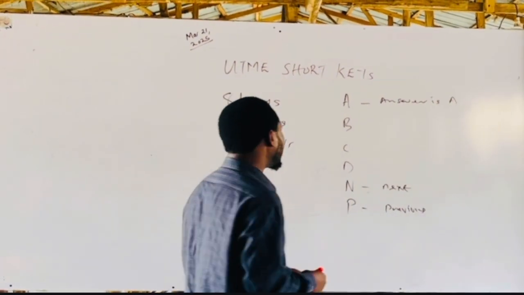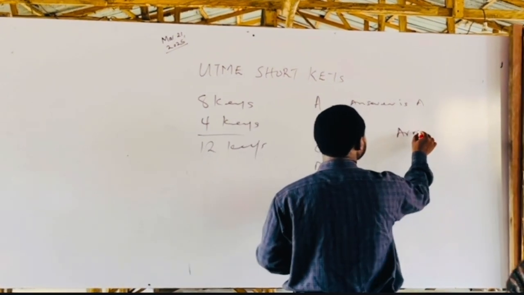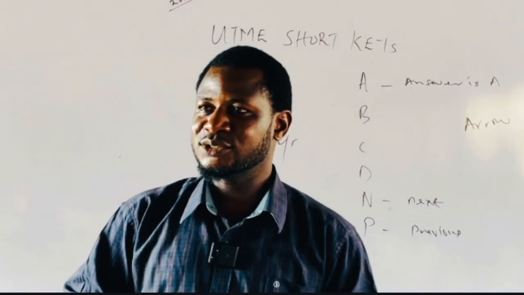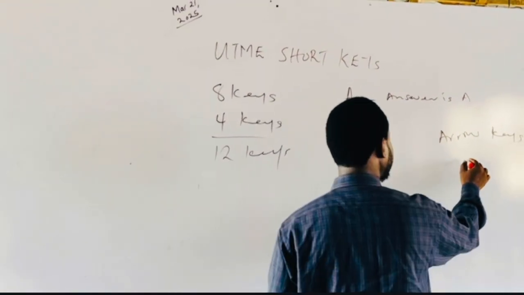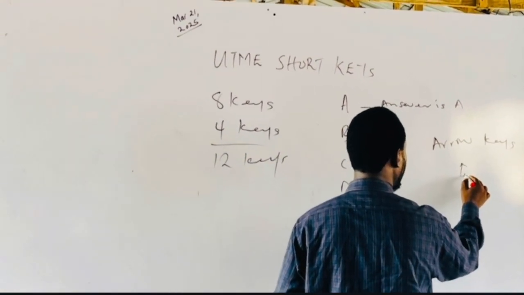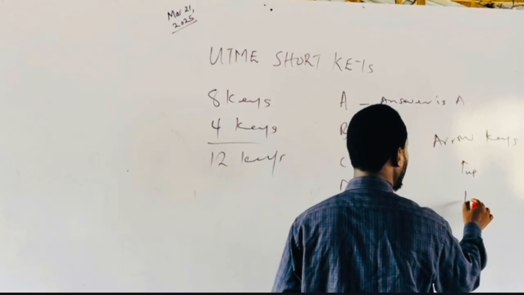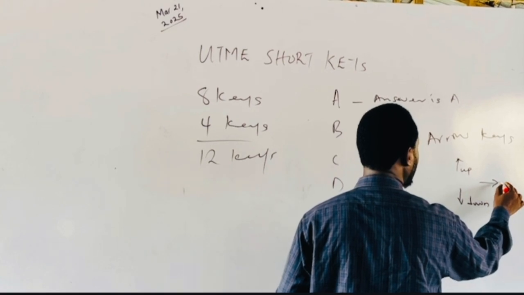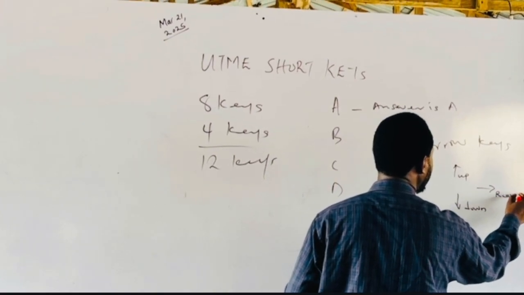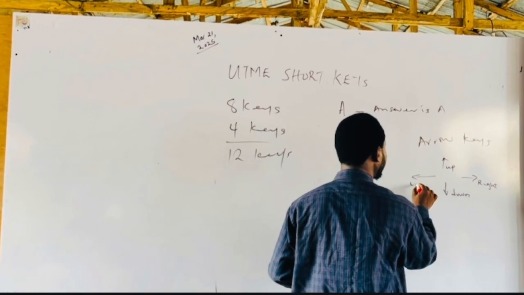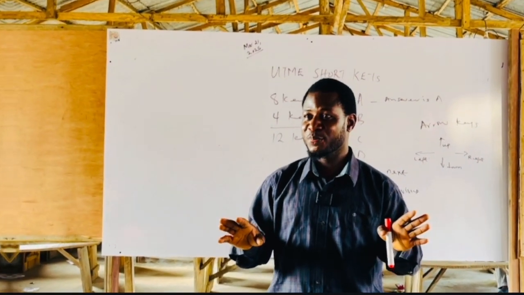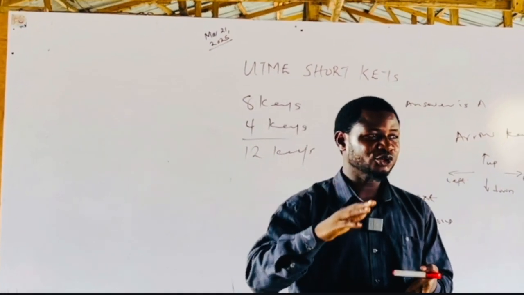Now these 4 are what we call the arrow keys. The arrow keys. So you know the arrow keys are 4, and they are in this manner. One goes up, we call it the up arrow key. One comes down, we call it the down arrow key. One points towards the right, and we call it the right arrow key. And one points towards the left, and we call it the left arrow key.